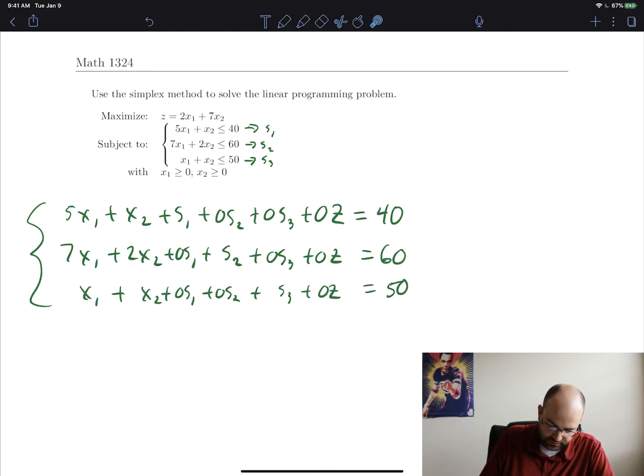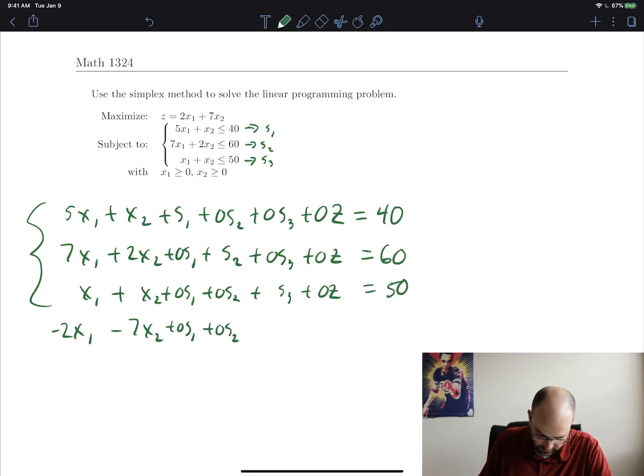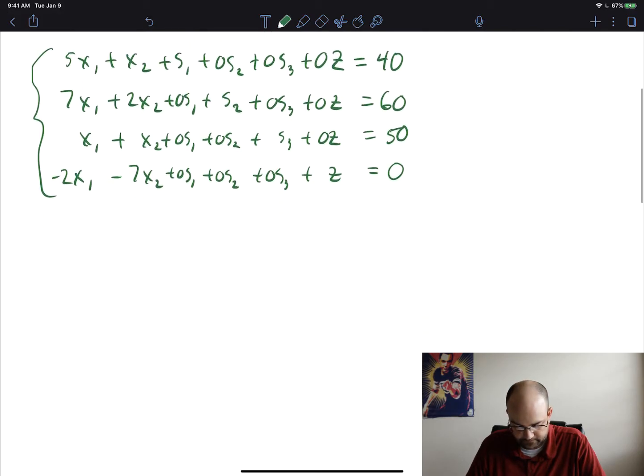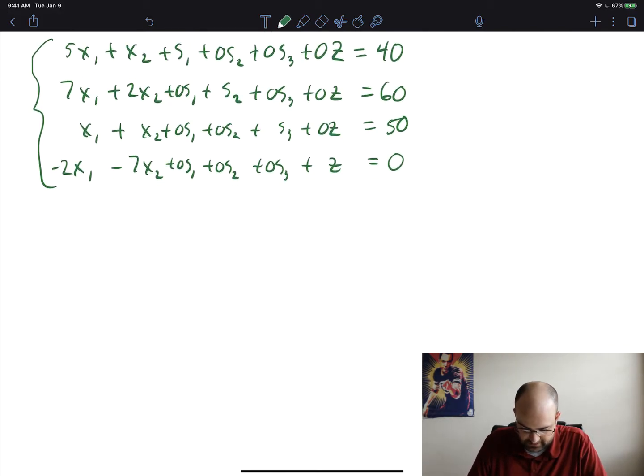And then, of course, make sure we move our variables to the left-hand side, making that negative 2x1 minus 7x2 plus 0s1 plus 0s2 plus 0s3 plus z, and all of that's going to just equal 0. So there you go. That's going to be our system of equalities that we need to solve.